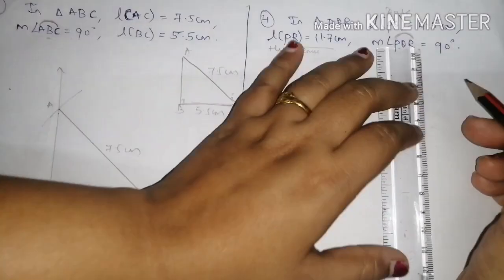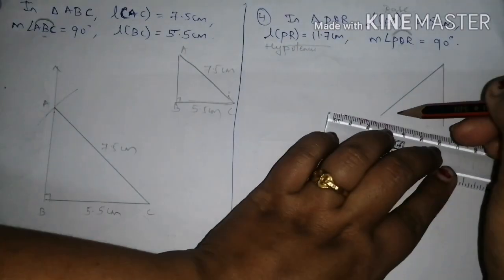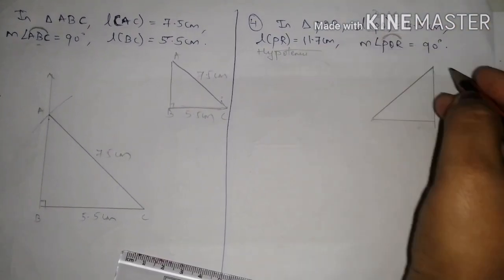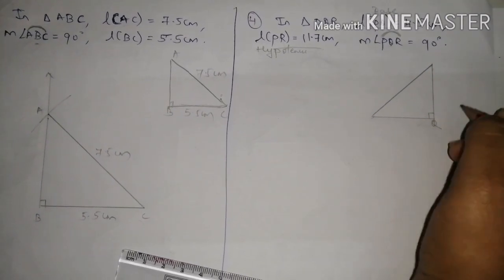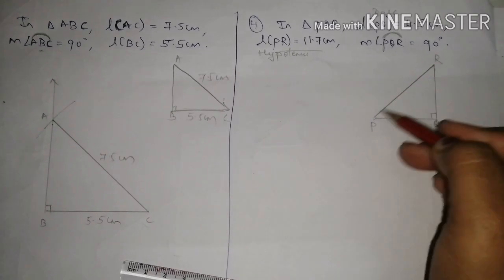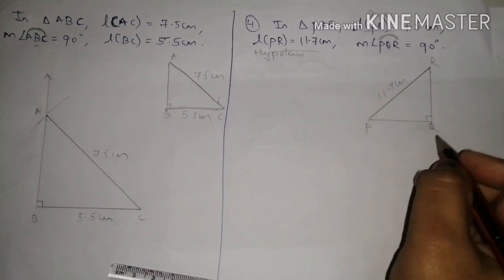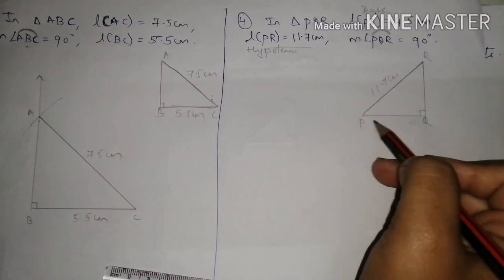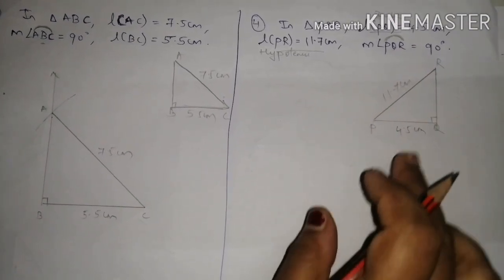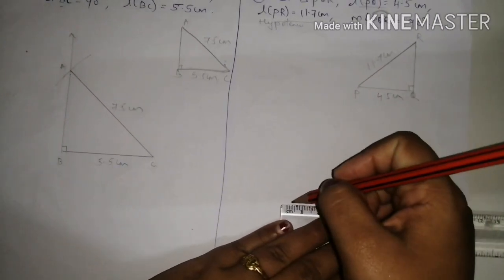So let's draw the rough figure. See, Q is 90 and PQ is your base. So P will be here and R will be here. PR is hypotenuse. So opposite to 90 we are getting PR is 11.7 centimeter. Q is 90 and PQ we are getting down base. This 4.5 centimeter. You can take it like this way also. Now let's draw PQ first, base 4.5 centimeter.